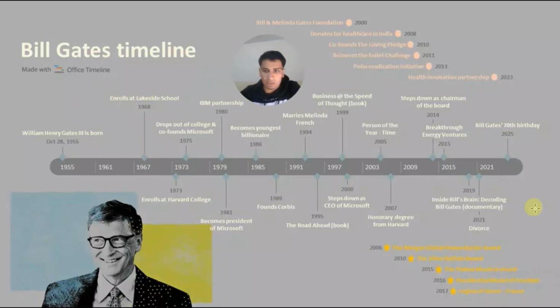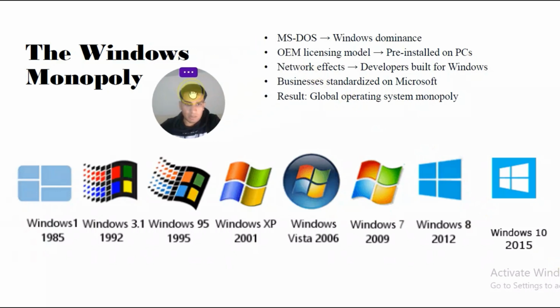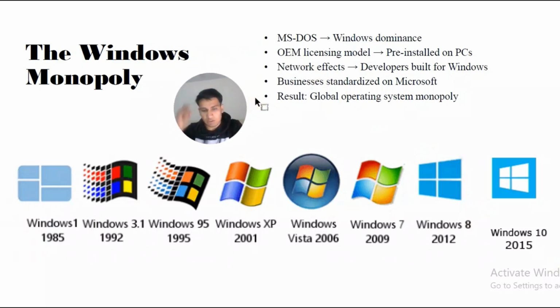So moving on, let us jump into the Microsoft business. So first, Windows monopoly. Initially, MS-DOS was launched, and basically everybody knows about it. Now MS-DOS was basically copied from another operating system, modified, and sold to IBM, and then it further resulted in the establishment of Windows 1, Windows 3.1, Windows 95, Windows XP, Windows Vista, Windows 7, and Windows 8, and Windows 10 was launched in 2015.